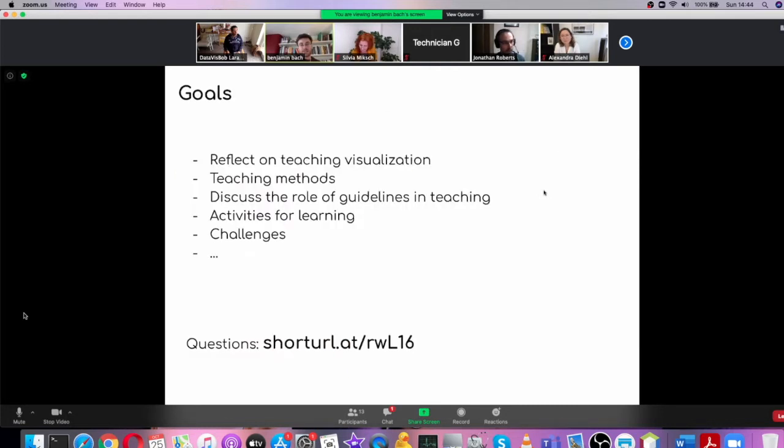So the goal of this panel is to reflect on teaching visualization. We've invited 5 fantastic panelists. We want to discuss teaching methods, the role of guidelines in teaching, of course. What activities are we using to teach people or to support learning? This is where I think we also need to think about guidance for guidelines, in a sense. And of course, challenges and so on and so on.